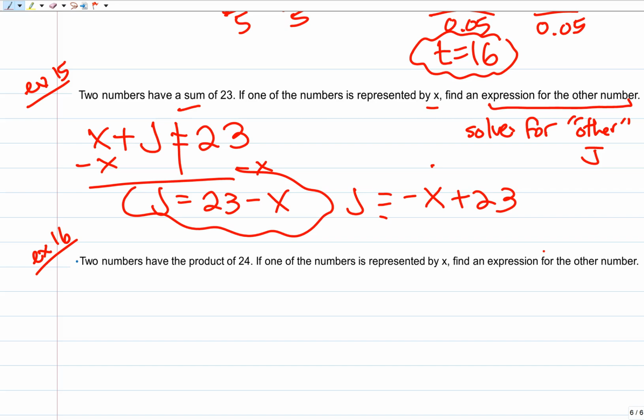Two numbers have a product of 24. What does product mean? Good. So we're going to multiply x times some other number. What are we going to call the other number? You like j still? All right. So we have xj, and they're multiplying to give us what? Could you write an expression? Could you solve for the other number? How would you solve for j? We would undo multiplying by dividing, so that j would equal 24 divided by x.